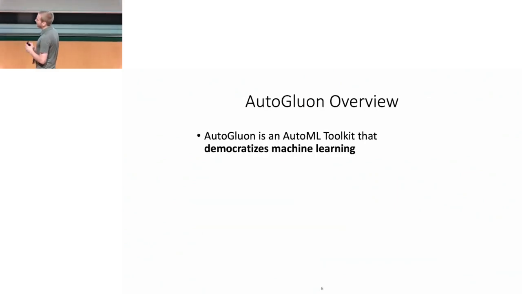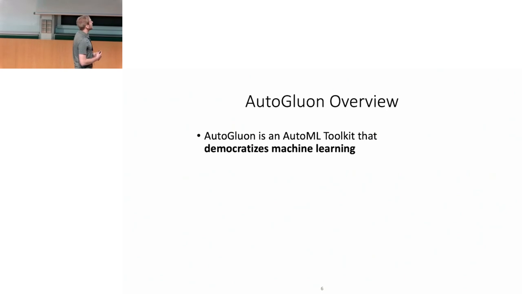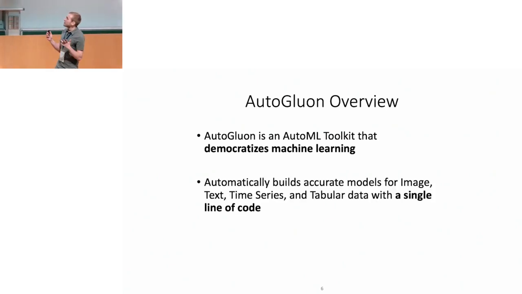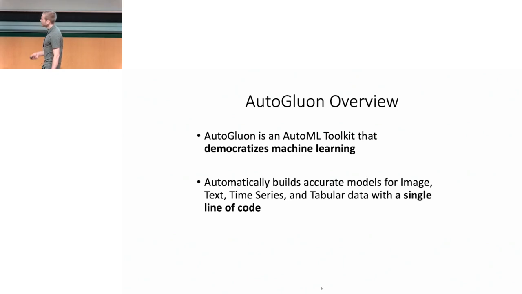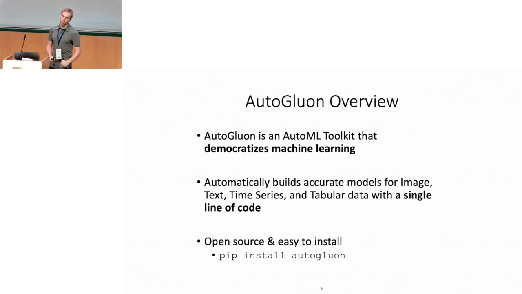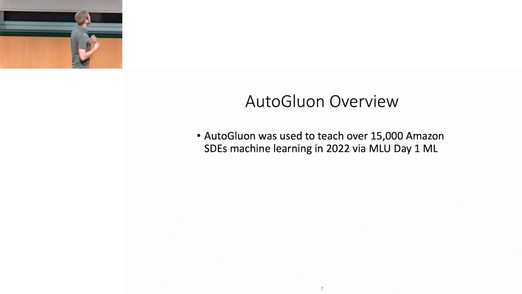All right, so let's talk about AutoGluon and why I think that we have covered and tackled all 7 of these key requirements to revolutionize how people use machine learning. So AutoGluon is an AutoML toolkit that democratizes machine learning. It automatically builds accurate models for image, text, time series, and tabular data in just 1 line of code. And it is open source and easy to install. Just install AutoGluon. Cool.